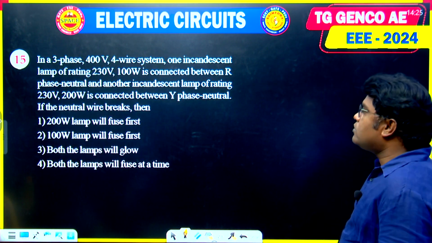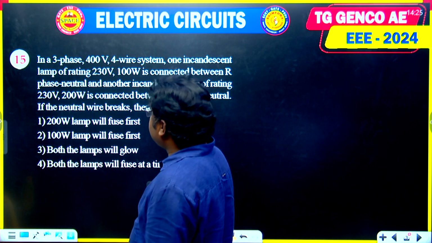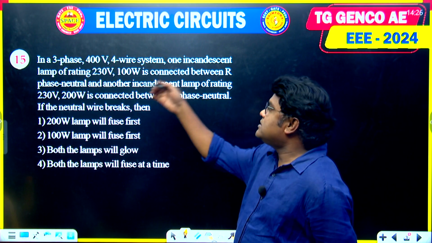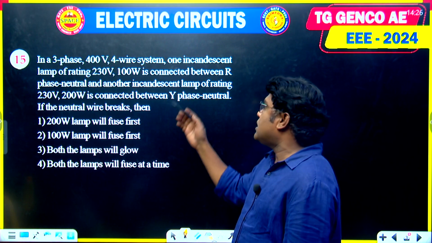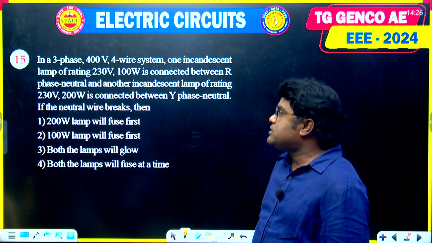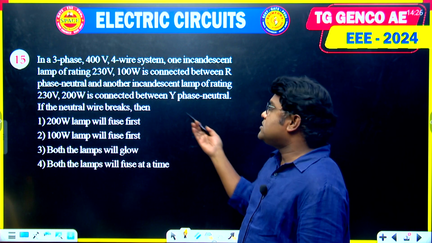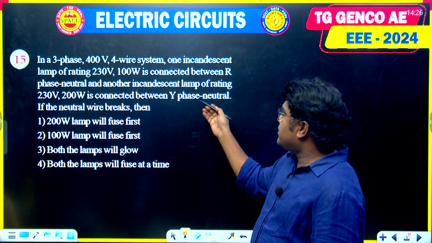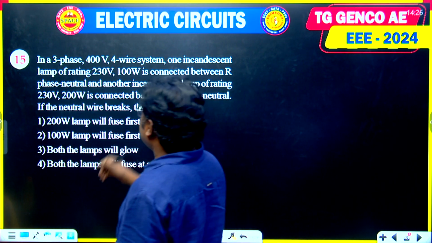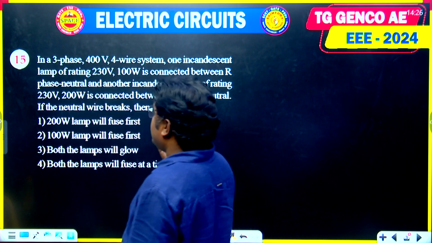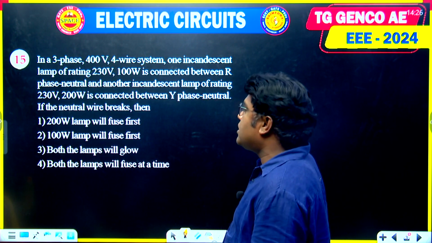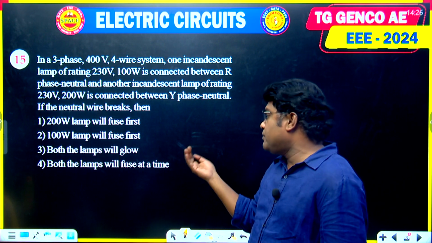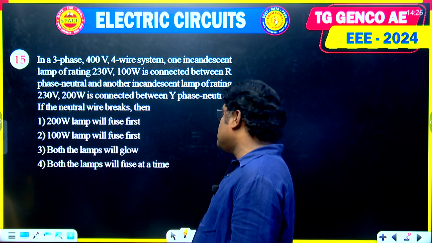Next, let us solve question number 15. In a 3-phase 400 volts 4-wire system, one incandescent lamp of rating 230 volts 100 watts is connected between the R phase and the neutral. Another lamp of rating 230 volts and 200 watts is connected between the Y phase and neutral. If the neutral wire breaks, what will happen? The options: the 200 watts lamp will fuse first, the 100 watts lamp will fuse first, both lamps will glow, or both lamps will fuse at the same time.